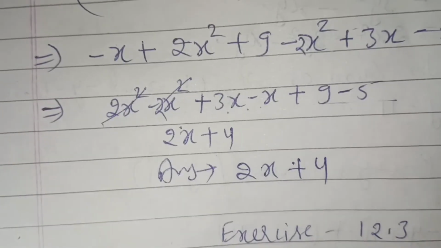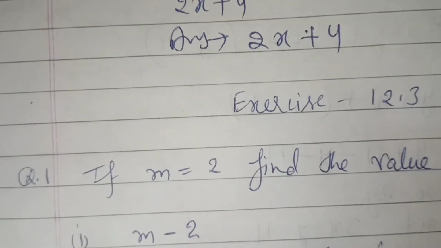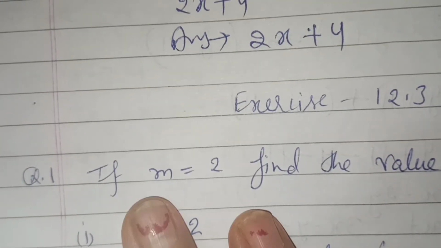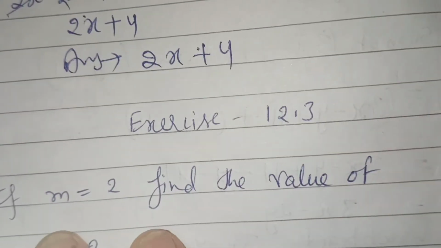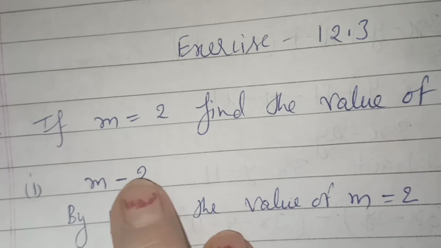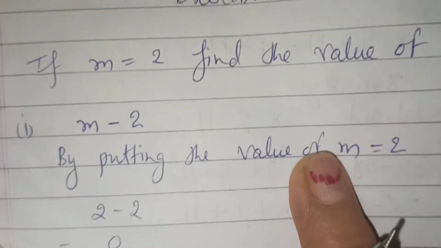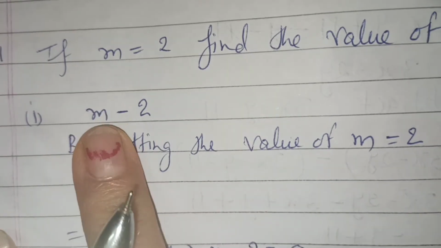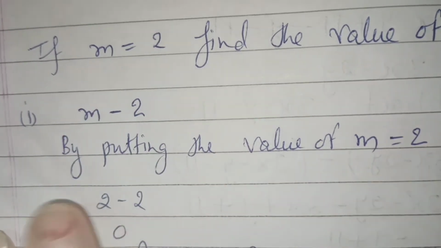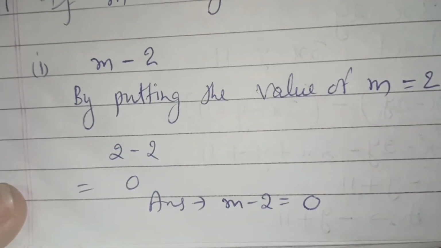Here we are starting exercise 12.3. In 12.3, the value is given. The value of this variable is given. We have to find the value of this expression. m minus 2 is one expression. By putting the value of m here, we get the value of this expression. So by putting the value of m equal to 2, 2 minus 2 is equal to 0, and the value of this expression is 0.